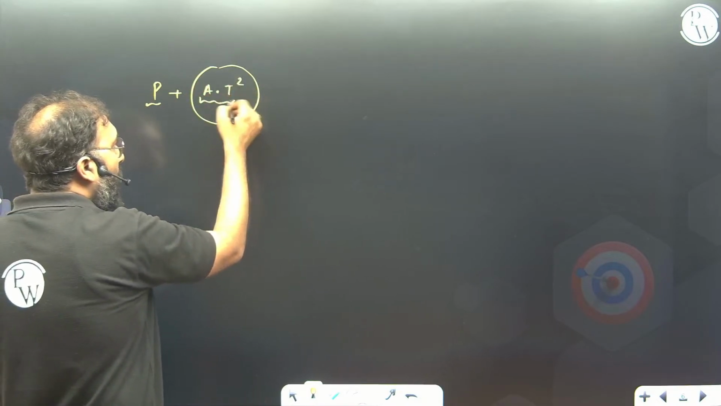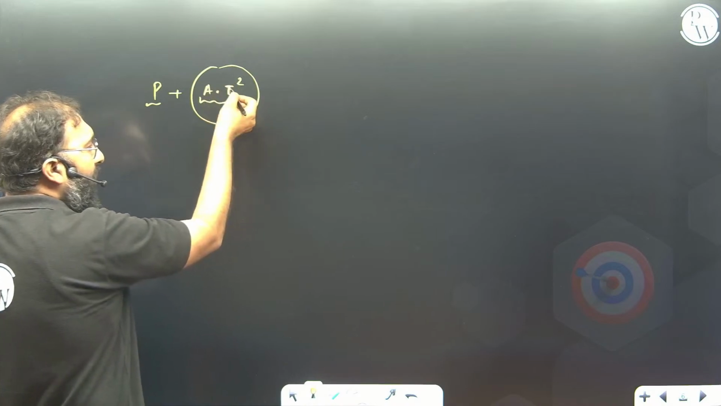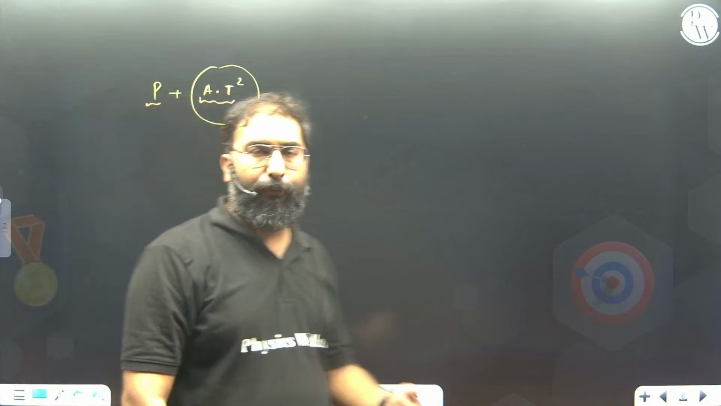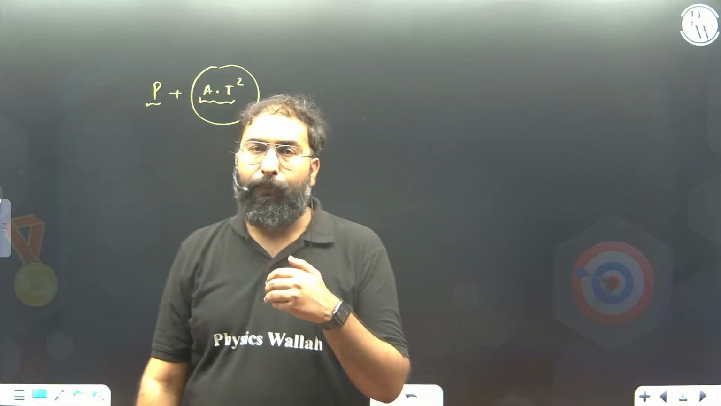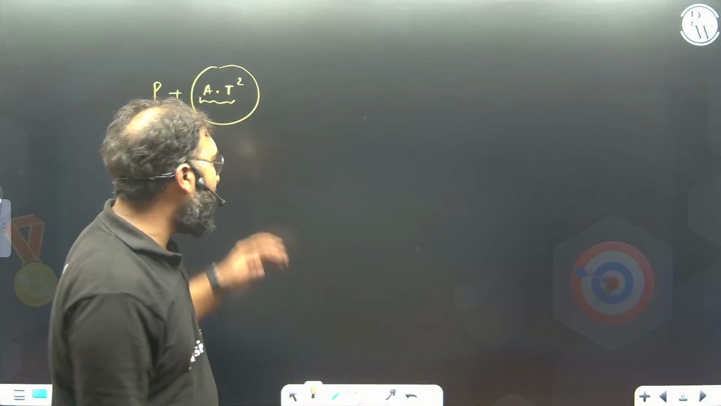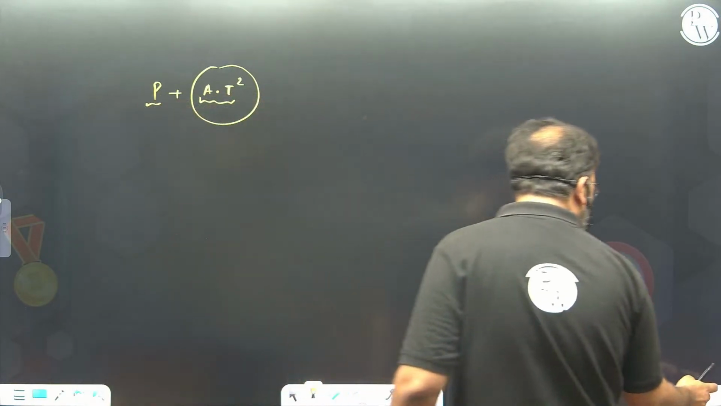And then T square, let's say T is time here. If T is time here, we can find out the dimension of A from here. So this is one type of technique we follow to solve a few of the questions that have been asked in the NEET exam. So I'll be taking a few questions.